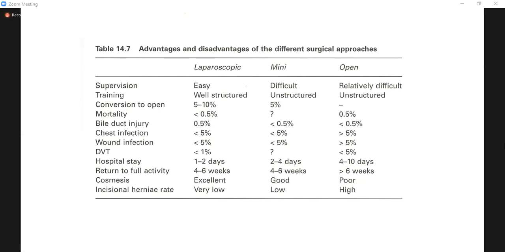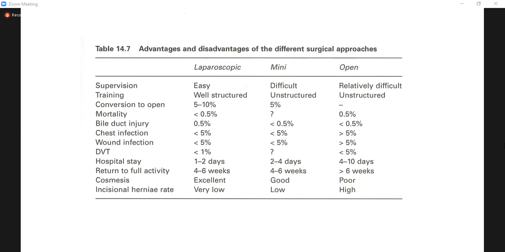You can train them because I can tell them, right, okay, do this, do that. This is your first step, second step, like that. You can train young surgeons to do this easily compared to open. Because in open there is a restricted view, only the surgeon and the close assistants will be able to see what's happening inside. So it's unstructured training.